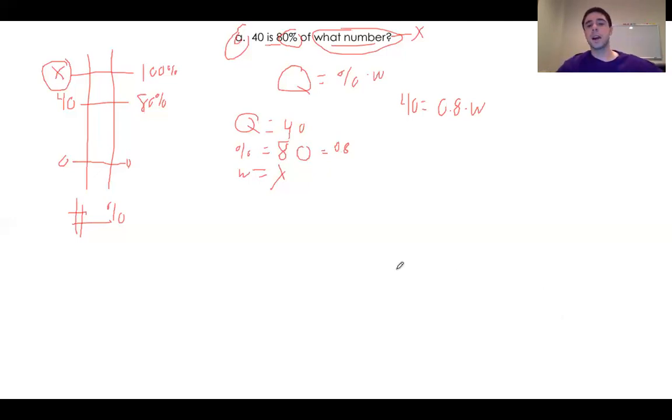Exactly. We're going to divide both sides by what value? All right, we're dividing both sides by 0.8.